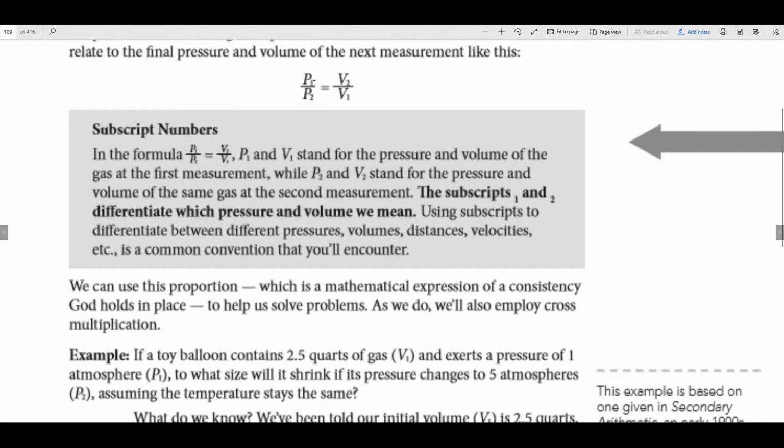Now, these numbers that you see down here are called subscript numbers. In this formula, the 1s stand for the pressure and volume of the gas at the first measurement. The 2s then stand for the pressure and the volume at the second measurement. The subscripts 1 and 2 differentiate which pressure and volume we mean, the first one or the second one. That's all that means. It makes you kind of look like you're doing something really smart, doesn't it?